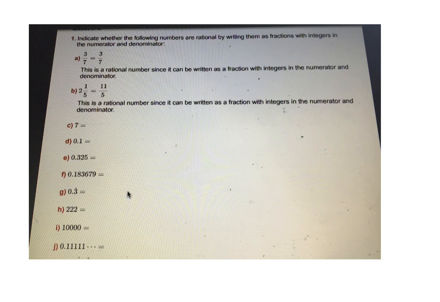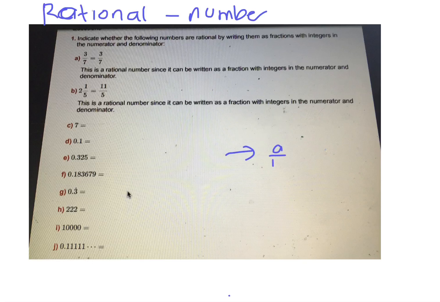Okay, I'm just going to run through the difference between a rational and an irrational number. So basically, a rational number can be written as a fraction. If you can write it as a fraction, in the form of a over b, where a and b are integers, then it is a rational number.